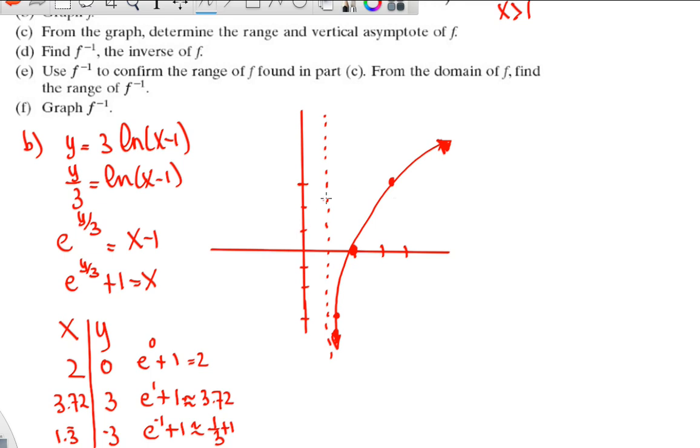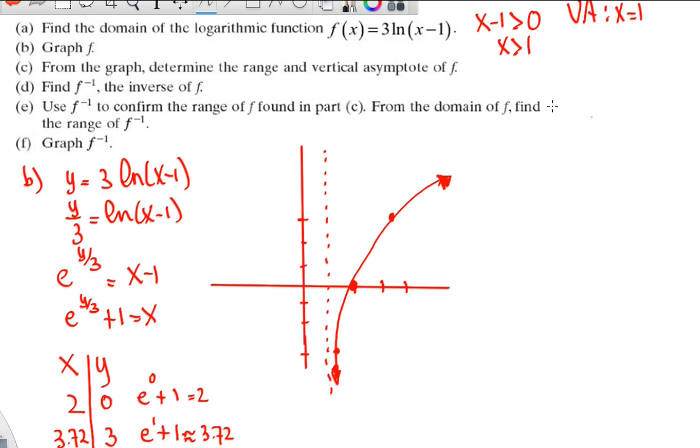Okay, determine the range and the vertical asymptote of f. Well, I already found the vertical asymptote for this over here, because I just did it based on the definitions. And then the range, well, it's a log, so the range should be all real numbers, which we did get. So for C, we did get that the range was all real numbers.